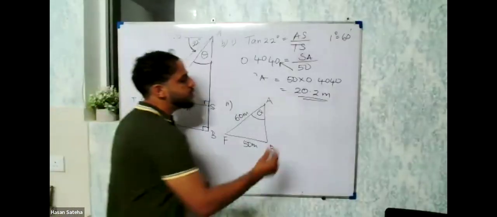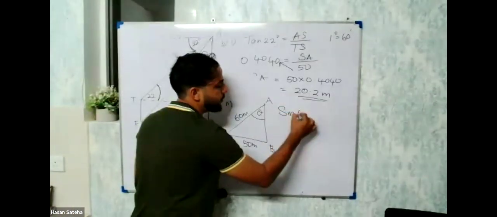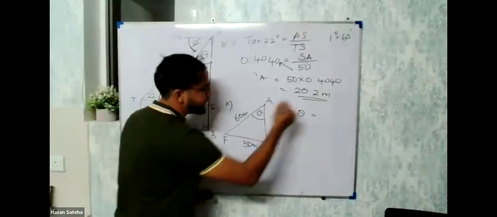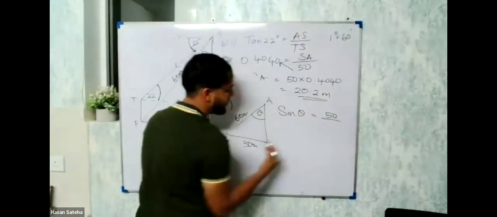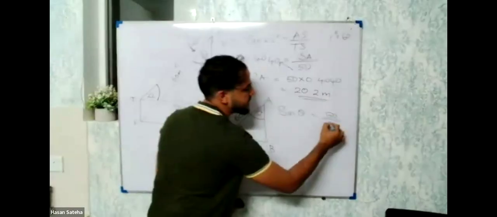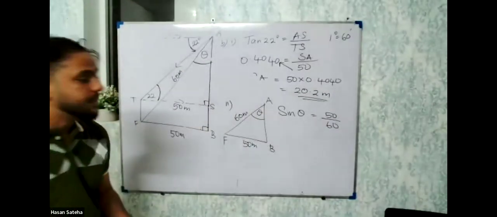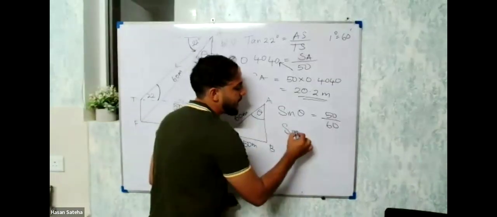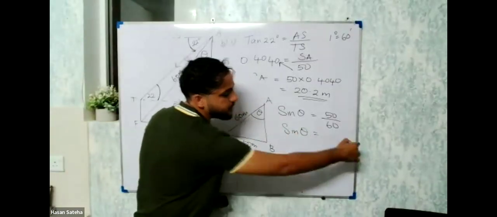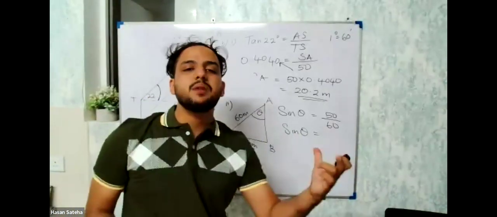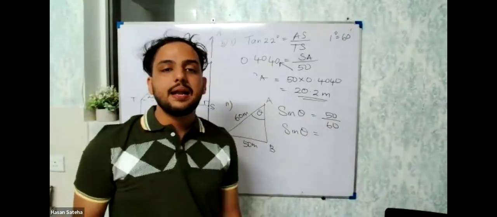Sine. So we are going to use the ratio sine theta. We don't know the angle theta; that's what you are going to find. It is equal to opposite over hypotenuse, 50 over 60. Right? That is sine theta. Now find the decimal value, because we are going to use the table again. We need a decimal value to find out the angle.